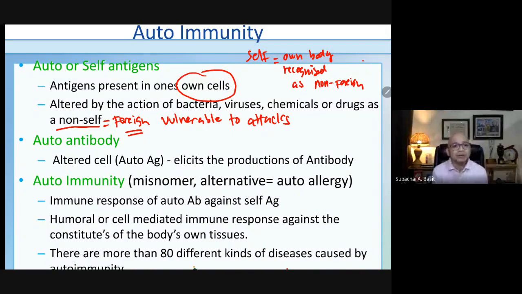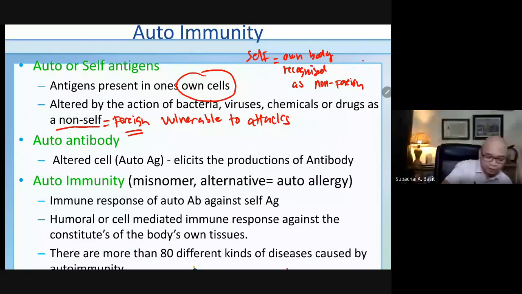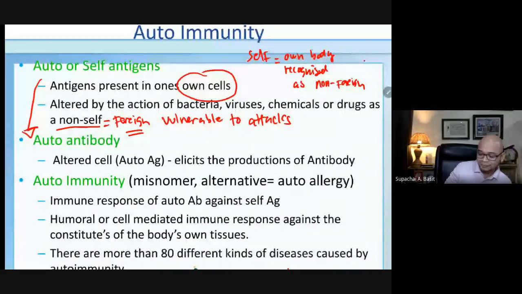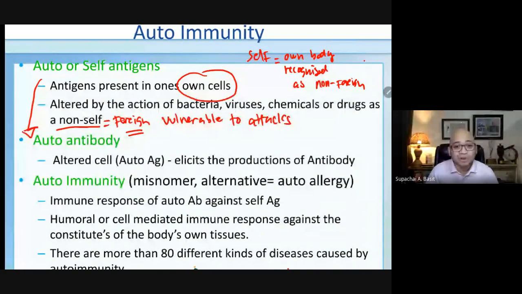Now, when we say autoantibodies, the autoantigen or the self-antigen will now elicit autoantibodies, and these autoantibodies will now attack the auto or self-antigens. So autoimmunity, therefore, is the immune response of autoantibody against self-antigen. That's what we meant by autoimmunity: a humoral or cell-mediated immune response against the constituents of the body's own tissues.